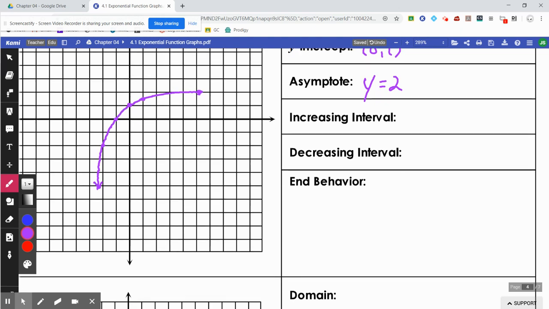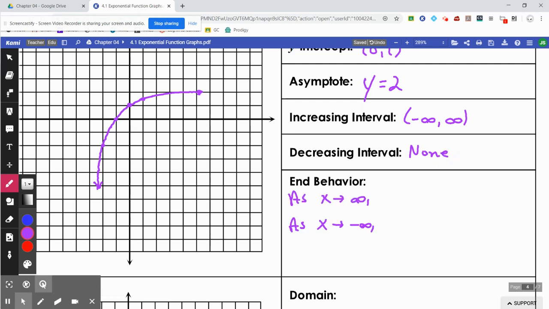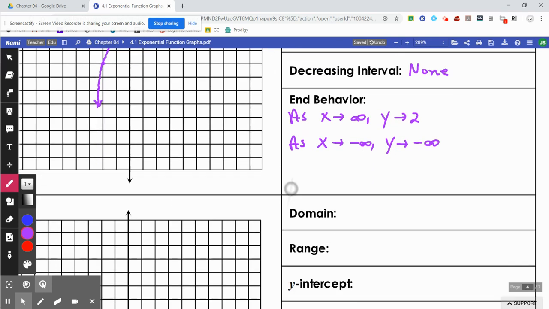My increasing interval, my graph always increases from far left to far right, so therefore it never decreases. My end behavior, as we travel to the right on our graph, we level out to our asymptote line, which is a y value of 2, so we approach 2 on our y. As we go to the left, we go down forever to negative infinity.